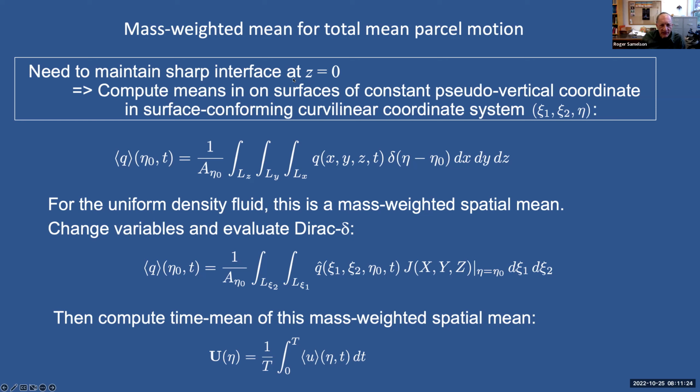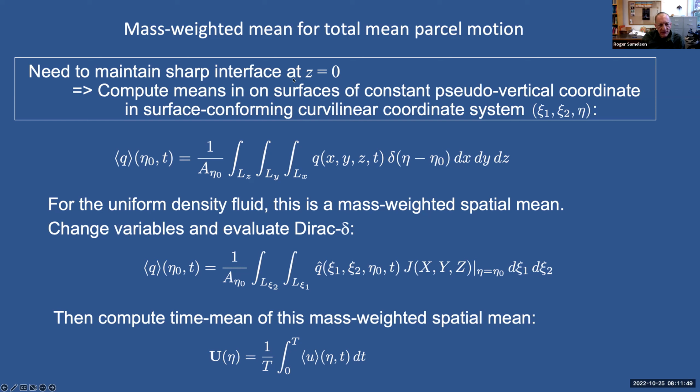So basically the first equation there, we take a volume integral of some quantity we're interested in, and we use a Dirac delta to specify the surface of constant pseudo-vertical coordinate eta. So that would be eta naught there, that constant value. And then we compute that integral. So for the uniform density fluid, since it's a volume integral, it's a mass-weighted spatial mean.